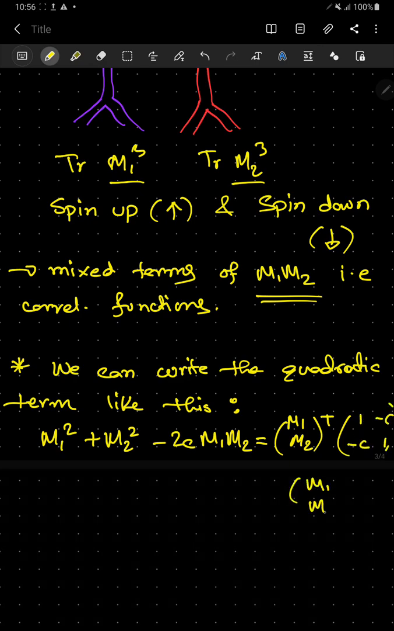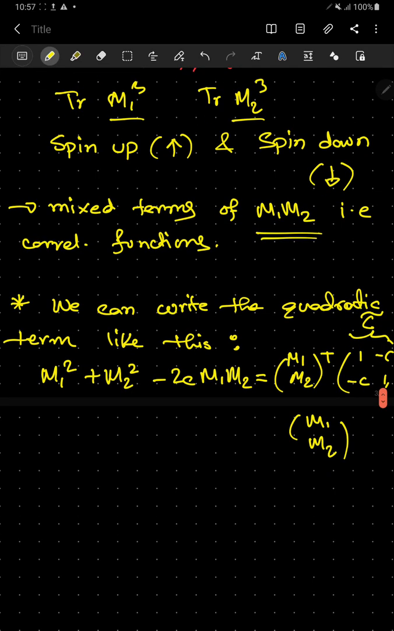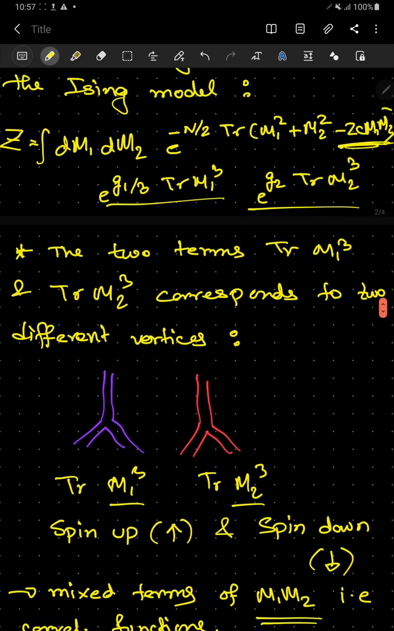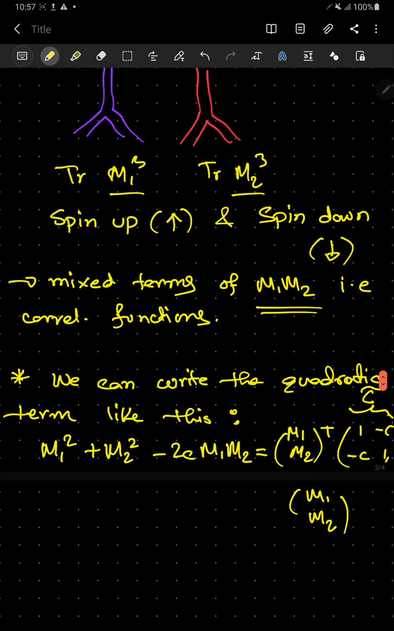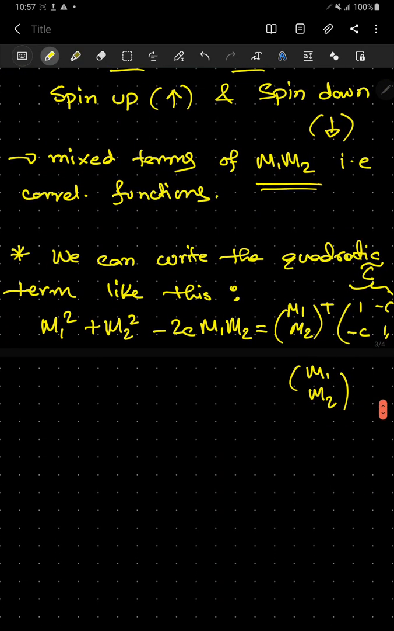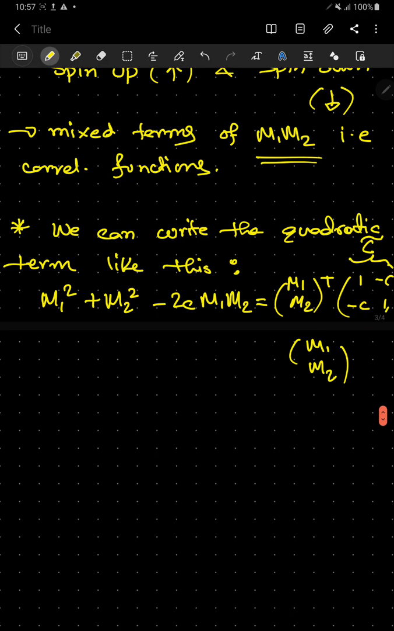In terms of this matrix C tilde, we can write our quadratic term, that is this term, inside the trace, and this is the quadratic term. We wrote it in terms of the matrix. If you multiply this out, you get the left hand side. So what is the inverse?